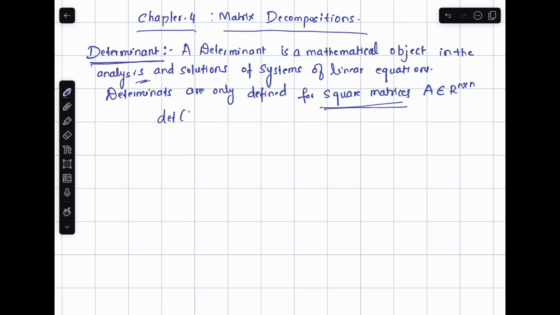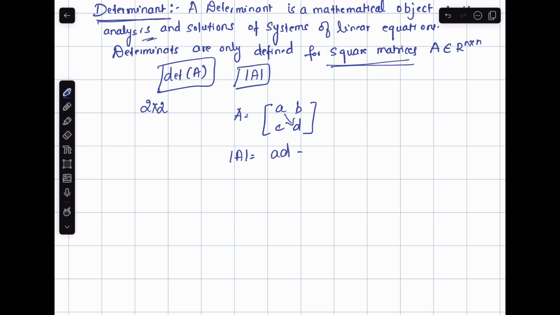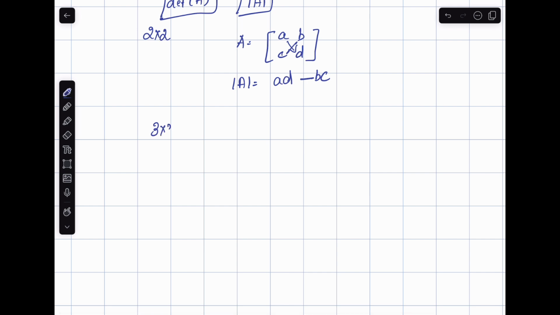How to define it or how to show it? This is the notation for the determinant: determinant of A, or you just place the A between two parallel lines. So if I want to find the determinant of a 2 cross 2 matrix, let me take one example, say A, B, C, D. How will I find the determinant of a 2 cross 2? It is nothing but determinant of A is equal to A into D minus B into C. So this is how you find the determinant of a 2 cross 2.